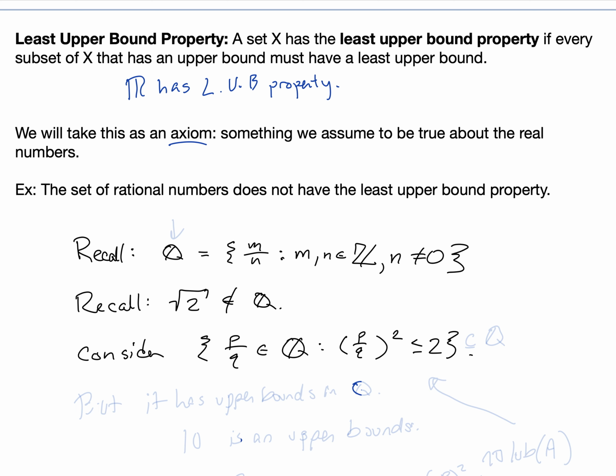Remember that the set of rational numbers Q is the collection of things that can be written as fractions, so m over n, such that m and n are in the integers and n is non-zero. And recall, we proved in proof 1 that the square root of 2 is not rational. So if we consider the set of p over q in the rational numbers such that p over q squared is less than or equal to 2, then that's a set and it's a subset of the rational numbers. But we can see that it has upper bounds in Q. So we're not thinking of this as a subset of the real numbers. We're just thinking about the rational numbers as a set itself. That's the big set X. So it has upper bounds in Q.